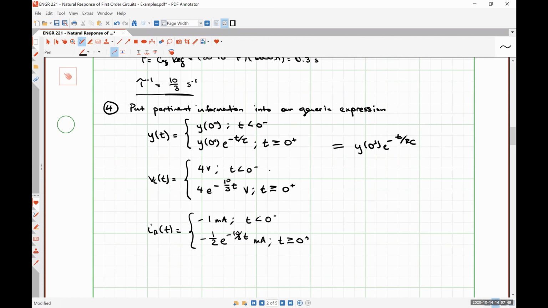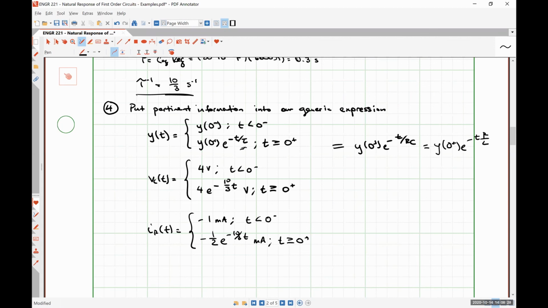If it was an RL circuit, it will be y at 0 plus e to the minus t times R over L, where the time constant is L over R. So if we do our generic expression with a tau in it, then we just have to say, find the time constant, and that's our third step. The time constant has a different value for an RL circuit versus an RC circuit, but it makes our generic equation so generic that it works for every first order circuit.